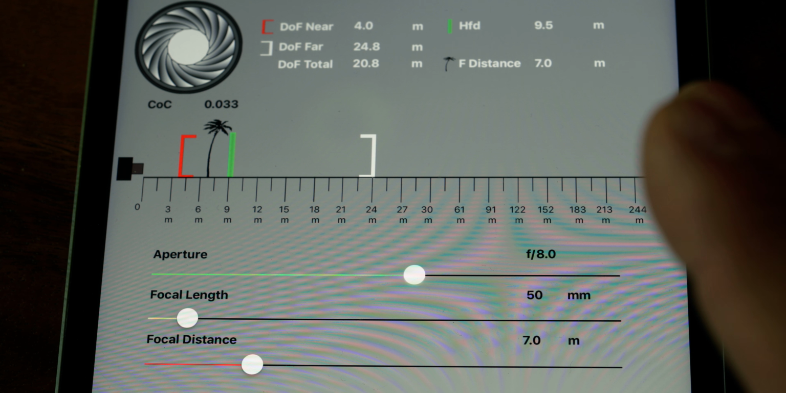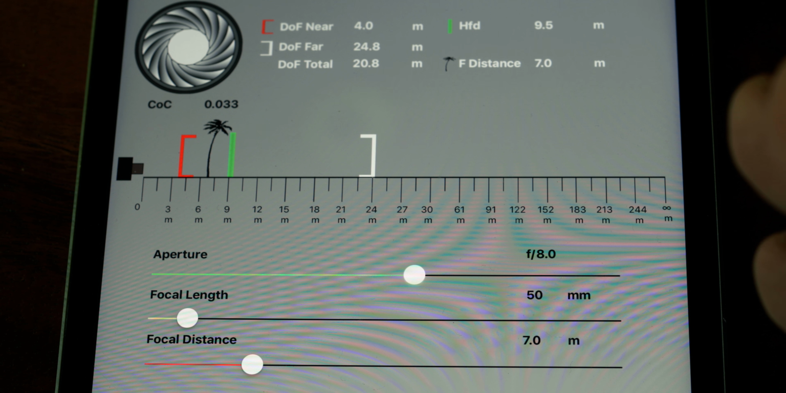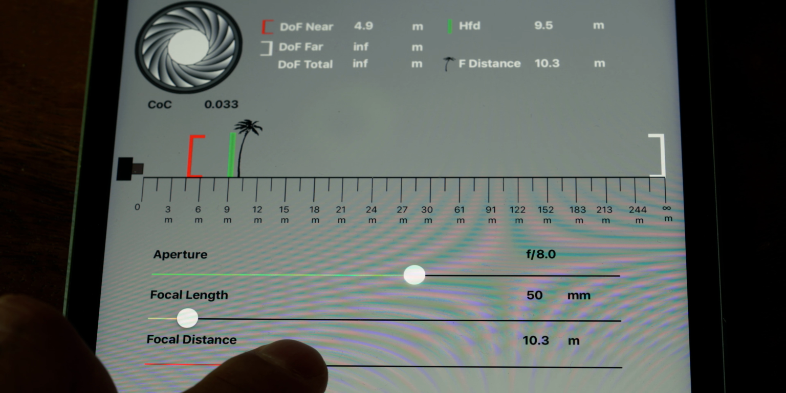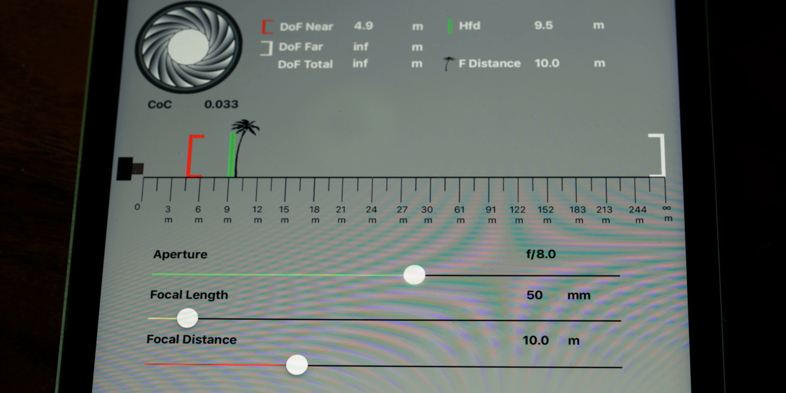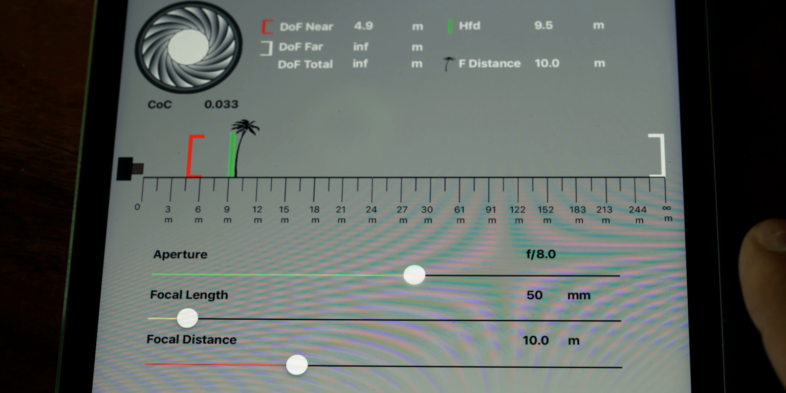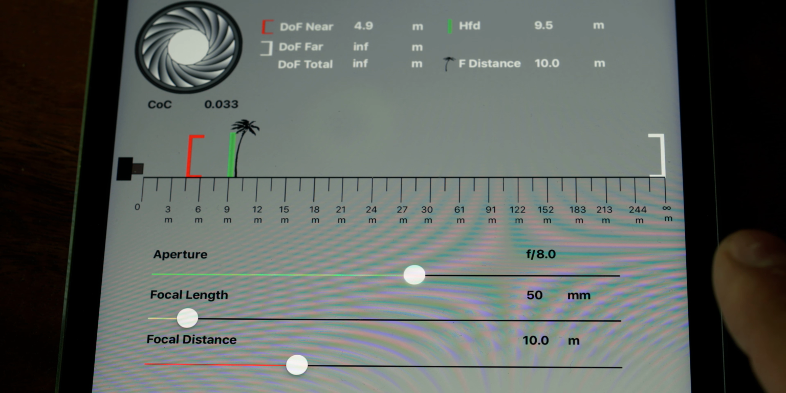Now watch what happens if I shift this person who's standing at 7 meters further away, and we're going to go up to 10 meters, and notice what happened. The infinity moved all the way to the end, so that means anything behind the subject matter is going to be in focus. So if you're shooting at f8 and 50 millimeters and the subject matter is 7 meters or 10 meters away from you, then you're going to get everything behind that person or subject matter in focus.